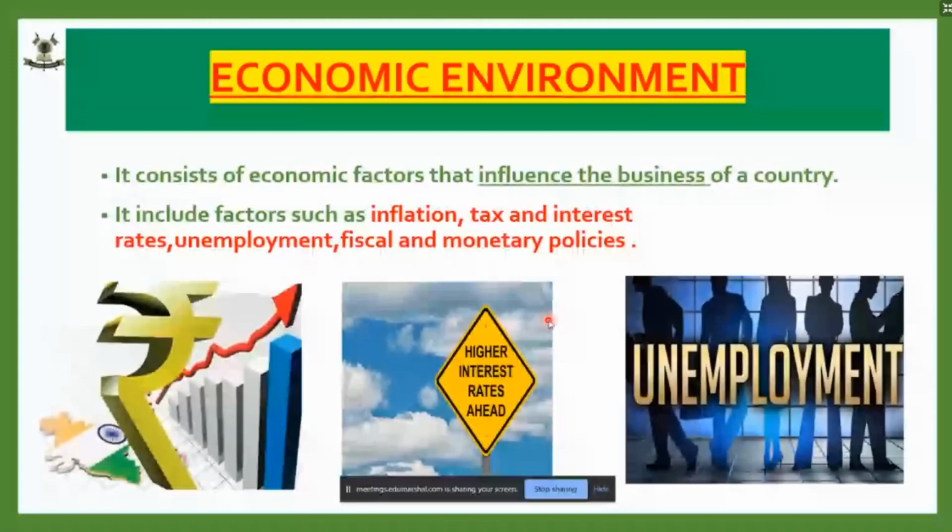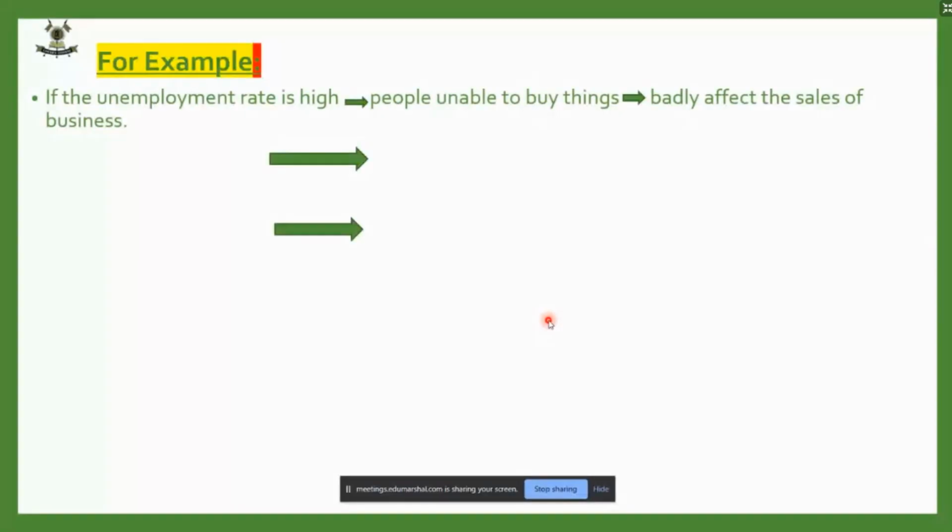Interest rates are falling or they are rising. Again, it is a change in the economic environment. Now, talking in detail about this economic environment, let's take up the first example. If the unemployment rate is high, what is going to happen?